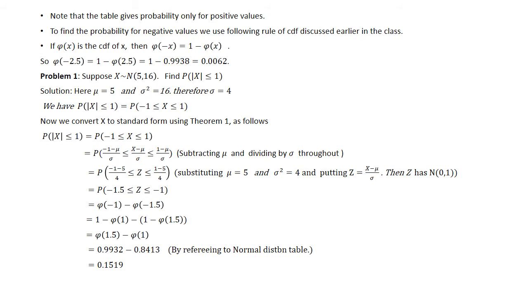Let's take a problem. Suppose x has N of 5, 16. Find probability of mod x less than or equal to 1. Here it is given that x has normal distribution, mu is equal to 5, sigma squared is equal to 16. Therefore, sigma, the standard deviation, is equal to the positive square root, which is equal to 4.